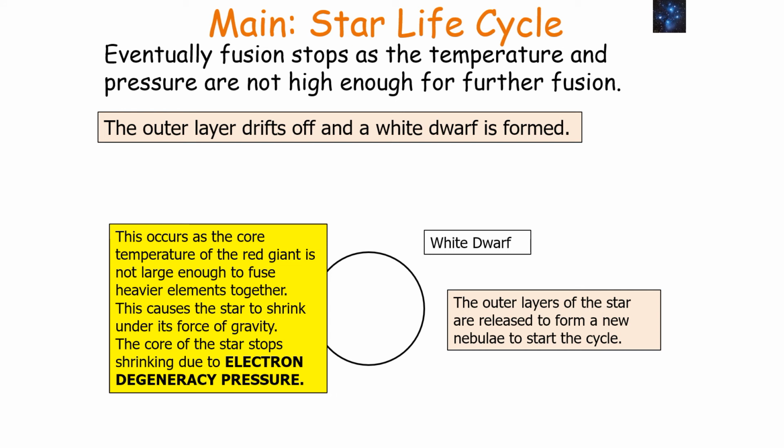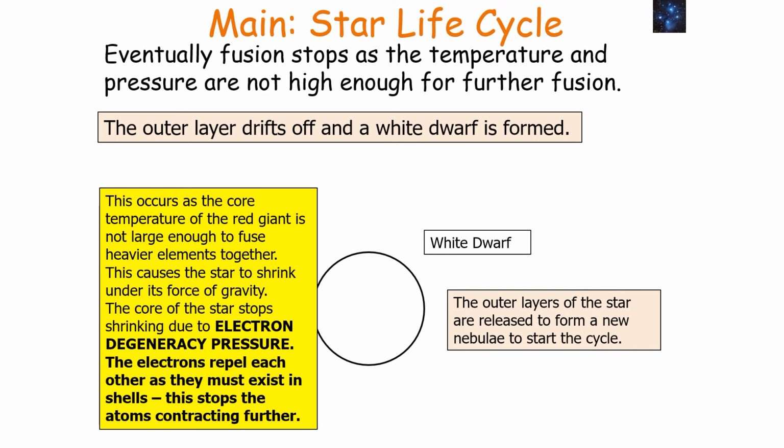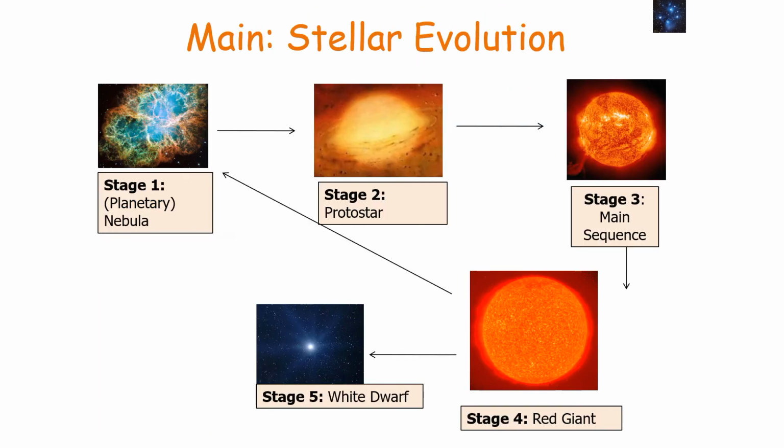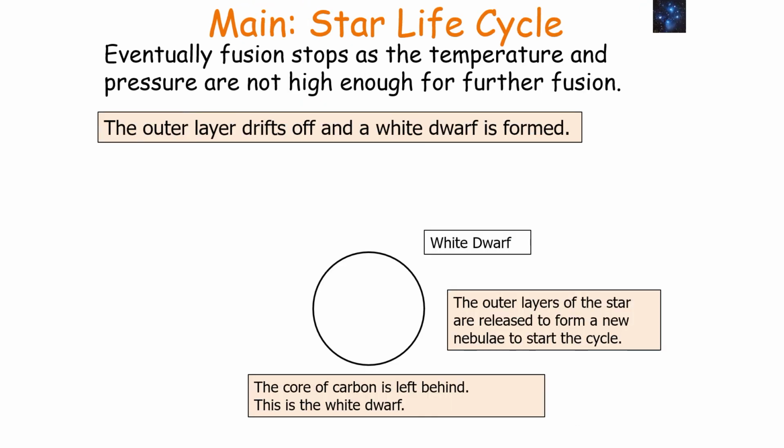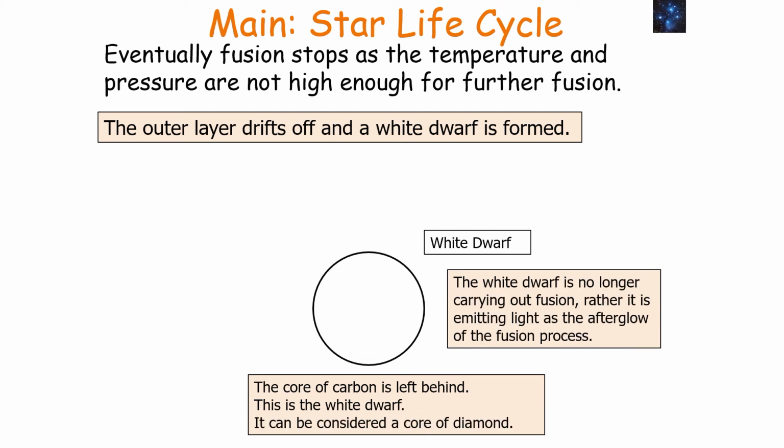Now the core of the star eventually stops shrinking due to electron degeneracy pressure as the electrons repel each other to exist in shells. So this leads to white dwarfs forming, which is the last stage of our average size star, which is found in the following part of the Hertzsprung-Russell diagram. So after the fusion processes are stopped, the core of carbon is left behind, which is a white dwarf. So it could be considered a core of diamond.